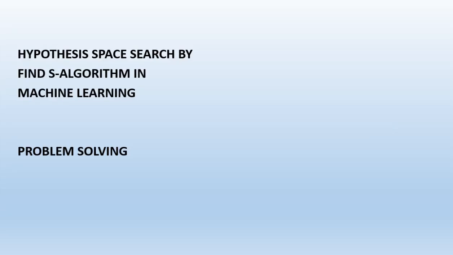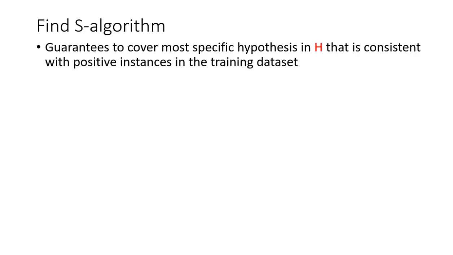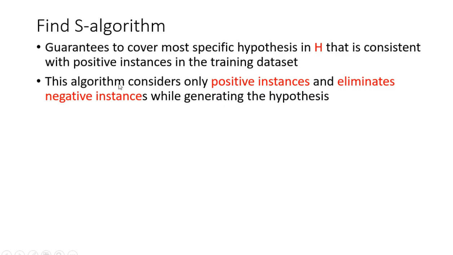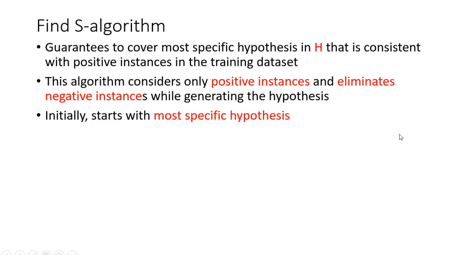In this session, we'll discuss hypothesis space search by the Find-S algorithm in machine learning. So let's first understand the Find-S algorithm. This algorithm basically guarantees to cover the most specific hypothesis in the hypothesis space H that is consistent with the positive instances in the training data set. And this algorithm considers only positive instances and eliminates the negative instances while generating the hypothesis.